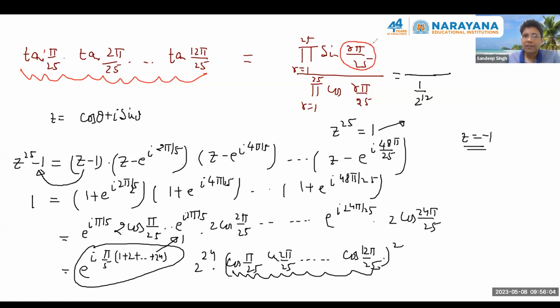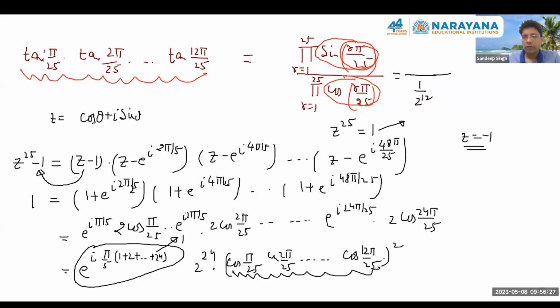See, the biggest hint for a problem to be inclined towards complex numbers is the simultaneous use of sine and cosine, and their arguments are like r pi by 25, r pi by 25. Correct? So it can be tackled in a better way using complex numbers. Is that clear?